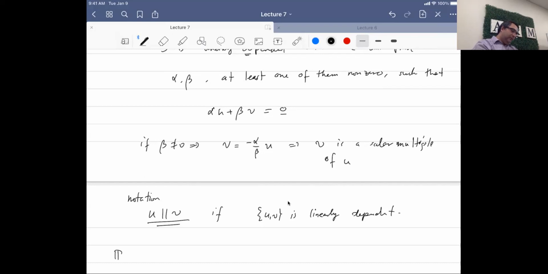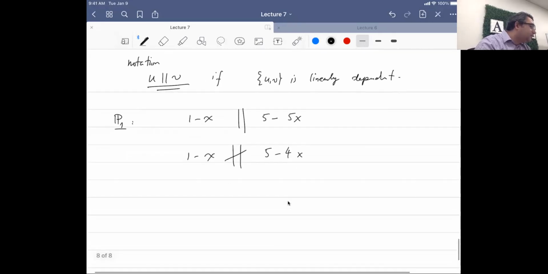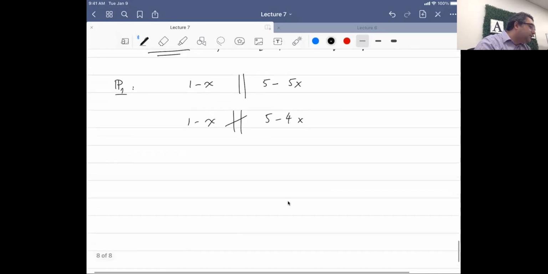So in P1, do you think 1 minus x and 5 minus 5x are parallel? What do you think? These are parallel because one is a scalar multiple of the other one, but 1 minus x is not parallel to 5 minus 4x. So together, they're linearly independent. Any questions so far?